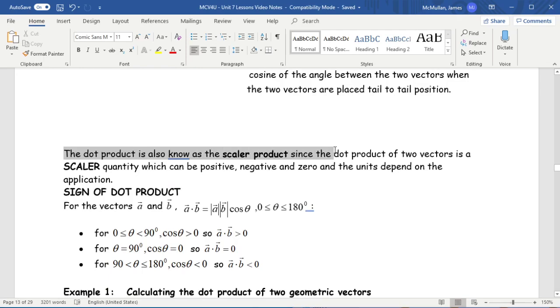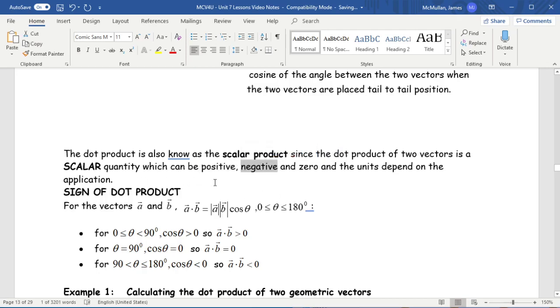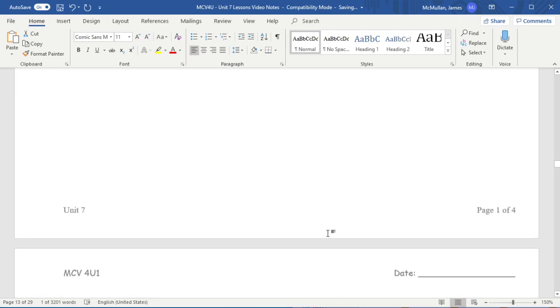The dot product is known as the scalar product, scalar with an A. Scalar product, since when you multiply two vectors together, you still get a scalar as an answer. Furthermore, you can actually get a negative answer from dotting two vectors together. That's possible. Okay? Let's think about how that would happen. How could you get a negative?